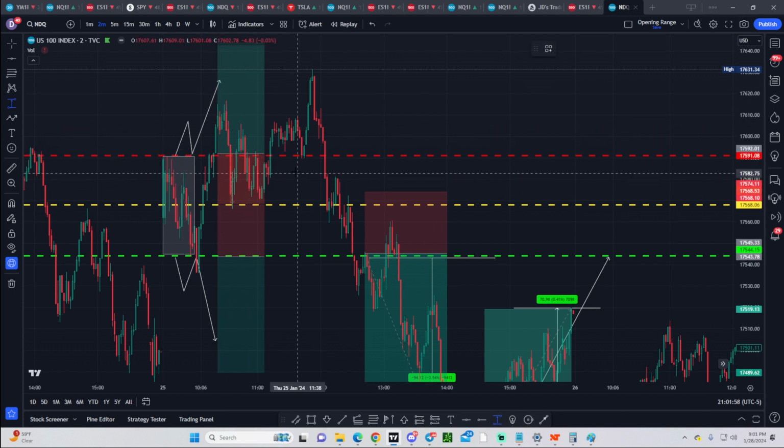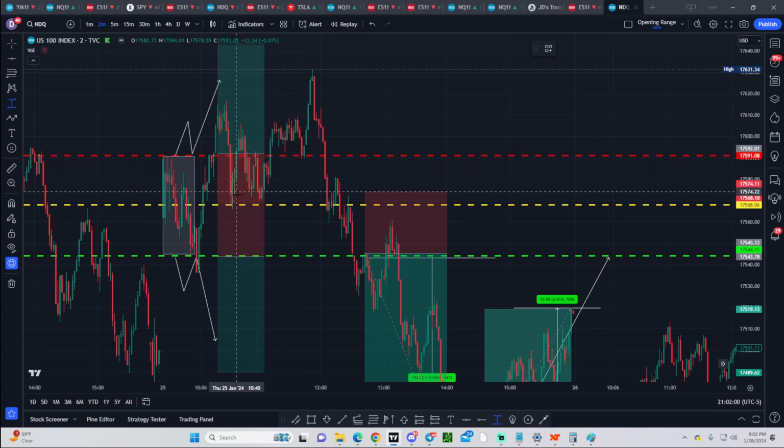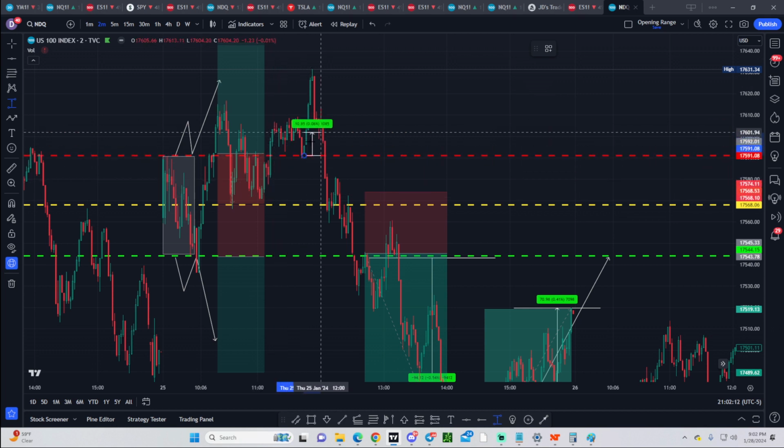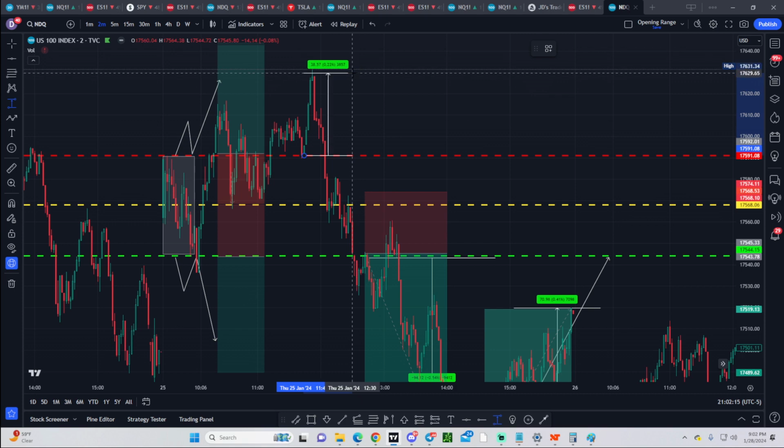you probably would have gotten this. It came back down too fast, broke above it. Nothing here, broke above it. This would have been a nice 40-point trade.